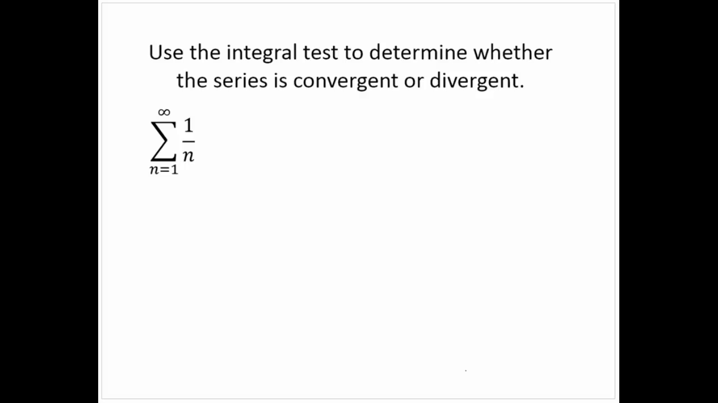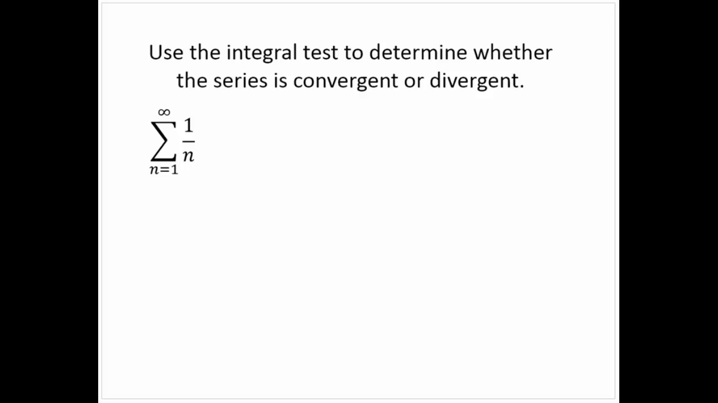All right, let's see another example. Use the integral test to determine whether the series is convergent or divergent. And we have our old friend, sigma n equals 1 to infinity of 1 over n, the harmonic series. And we already should know the answer to this. We should know that this diverges using the argument that we showed in the previous section. But let's see a different kind of argument. Let's apply the integral test and see what it says.